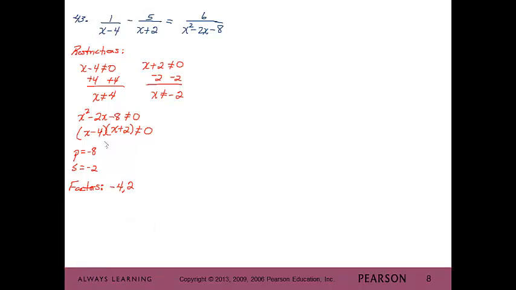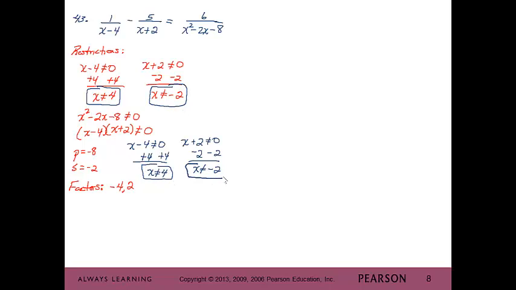Use the zero product principle, so set both of them not equal to 0. So x minus 4 cannot equal 0. And we can add 4 on both sides, and we'll get x cannot equal 4. And then the x plus 2 cannot equal 0. Subtract 2 on both sides, and we get x cannot equal negative 2. So our restrictions are x cannot equal 4 and x cannot equal negative 2. So now we can continue the problem by finding the LCD.